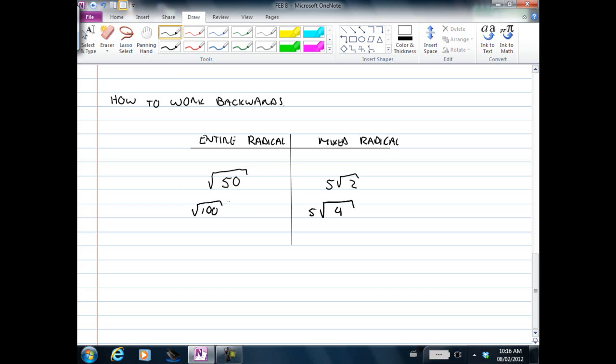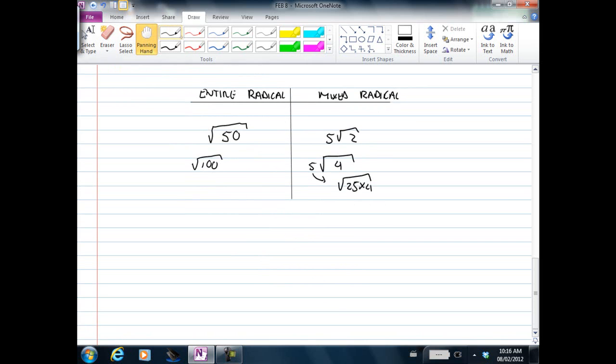Now, to work backwards, what you got to do is this. You got to bring this back inside by squaring. It would be 25 times 4. You got to retrain your mind to work backwards. Try this. Just a bit more. 3 root 7. Train your mind to work backwards.